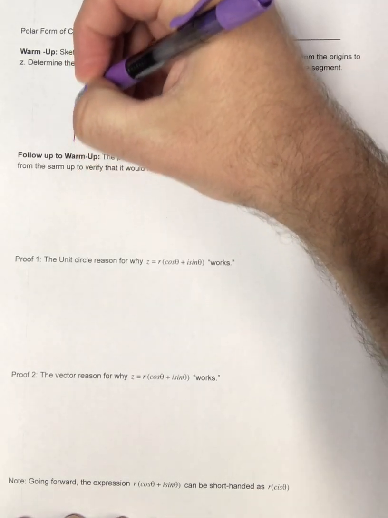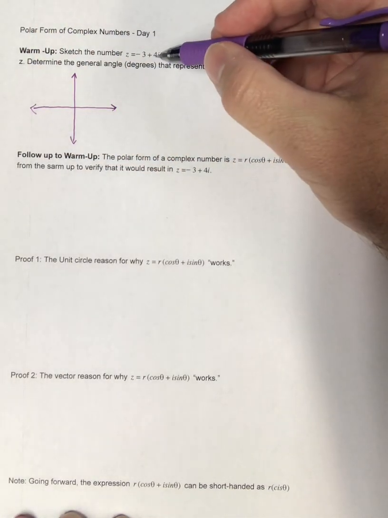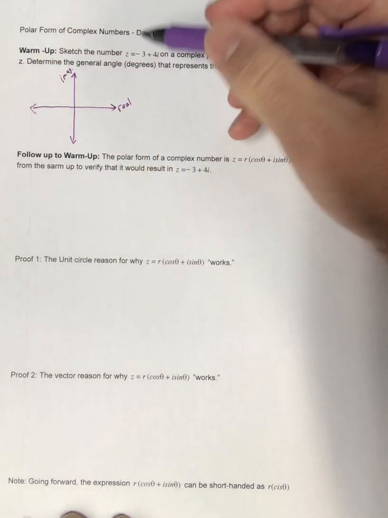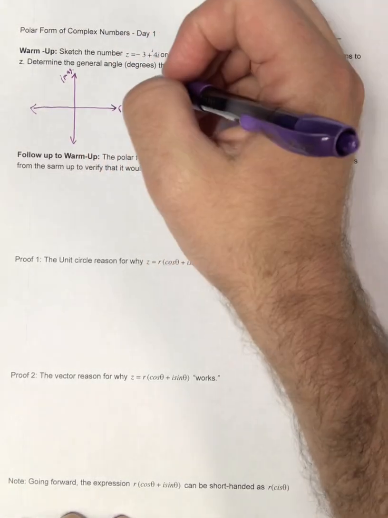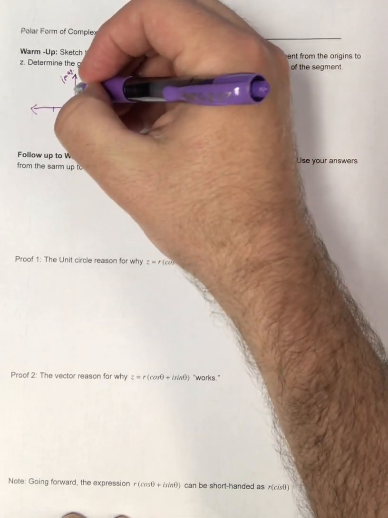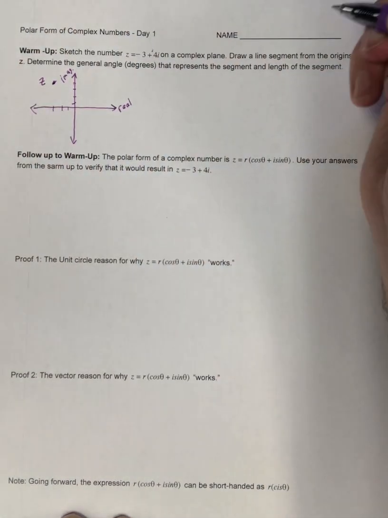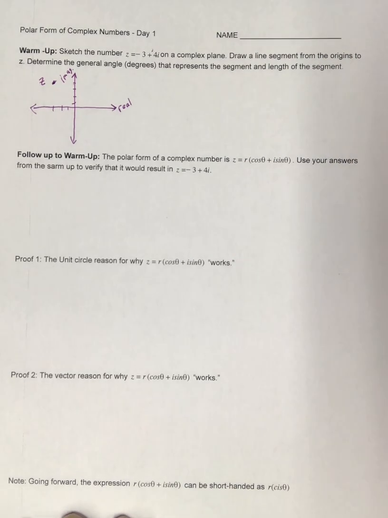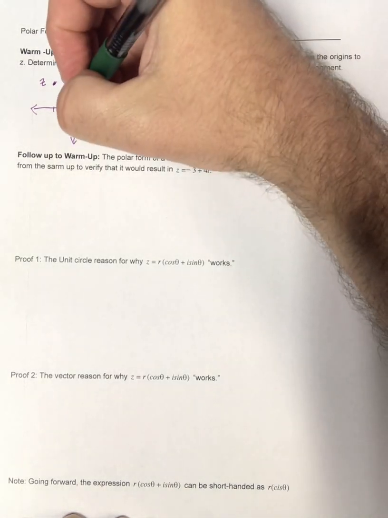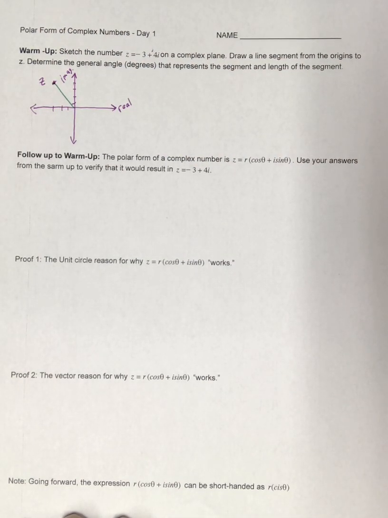Depending on your past teachers and experiences, you may or may not remember this, but -3 plus 4i on the complex plane, this is the real axis, this is the imaginary axis. So to plot this point, you would go 3 to the left on the real axis, 1, 2, 3, and then 4 up on the imaginary, 1, 2, 3, 4, and we get a point up there at -3 plus 4i. Then it says draw a line segment from the origin to z. So like this.